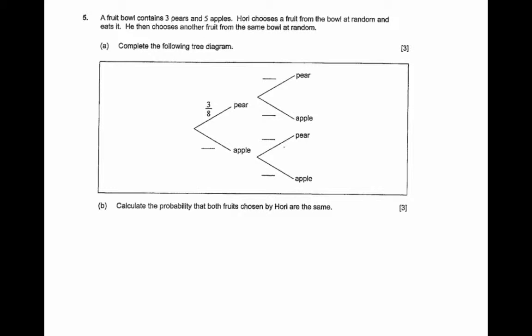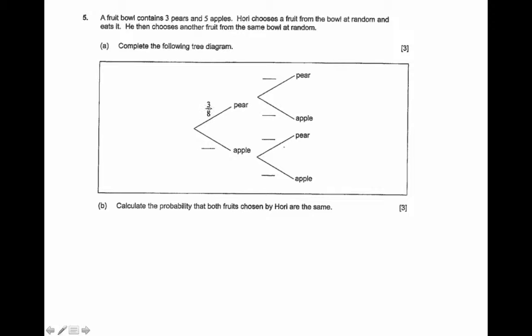In this question, we're given a tree diagram and asked to fill it in. So the circumstance we're looking at is somebody picking fruit out of a bowl, 3 pears, 5 apples, so 8 in total. He chooses a fruit at random, eats it, so he's obviously not putting it back, and then picks another fruit from the same bowl.